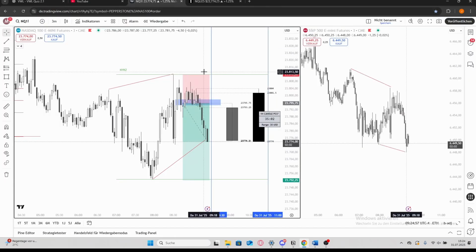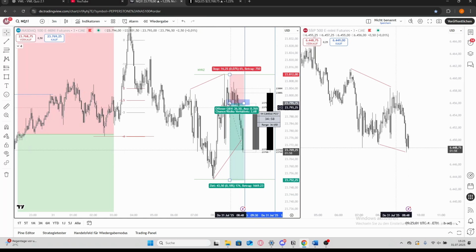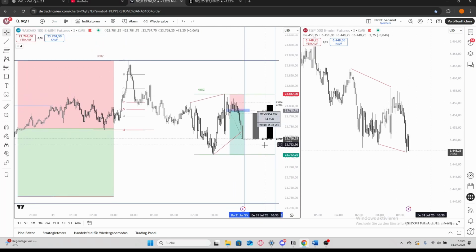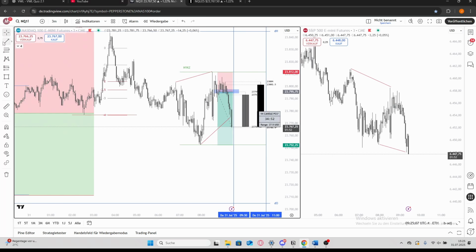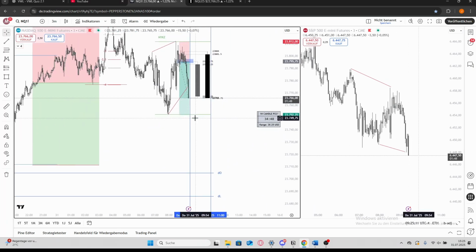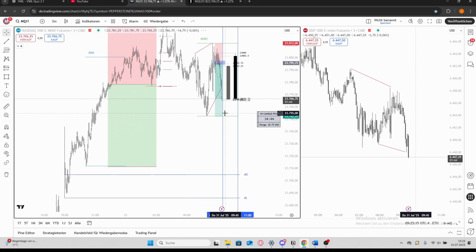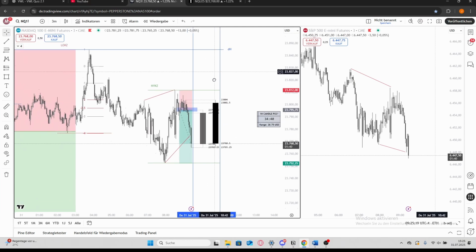Yeah, I think I can quickly explain my bias for today. Normally I don't really like taking trades in the range. My plan for today, I'm not quite sure, to be honest. But what I want to do is, if we dump until this low here, which I think we're doing right now, I want to look for longs down here, and if we pump up, I want to look for shorts.